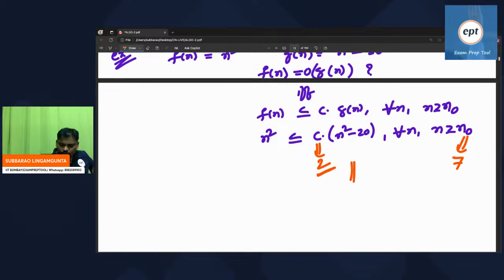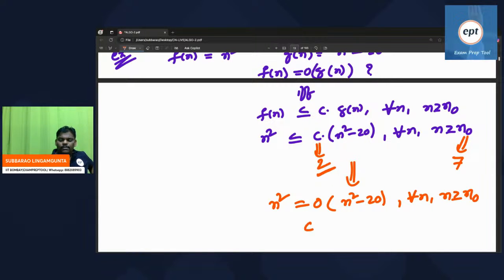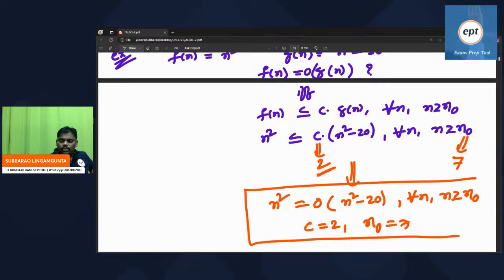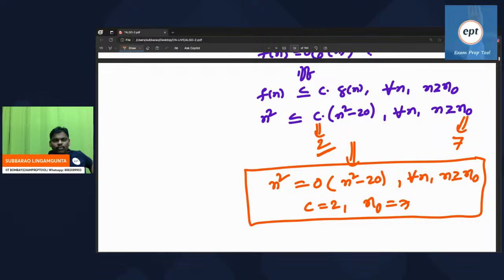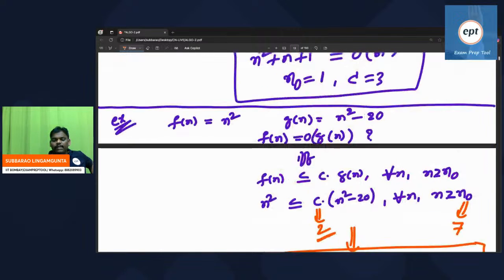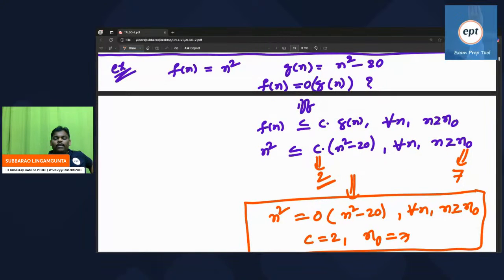Because the condition holds good, let me write it now. N square is big O of n square minus 20, which is correct for all n greater than or equal to n0, where C is equal to 2, n0 is equal to 7. From there onwards it works. Remember, C and n0 can have many pairs, not just one pair. Comparing left and right, the right will be bigger by taking a constant's help. That is called big O.